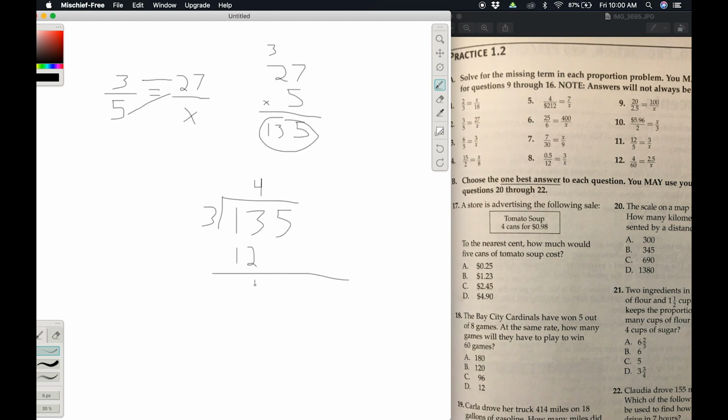13 minus 12 is 1. 3 goes into 1. No, it does not. So you need to bring down the 5. 3 goes into 15 5 times. Perfect. So the answer here is x equals 45. Okay? And that would be the equal proportion.